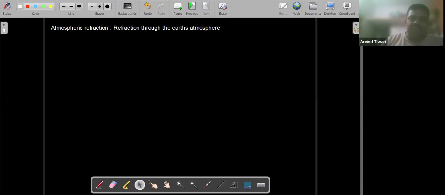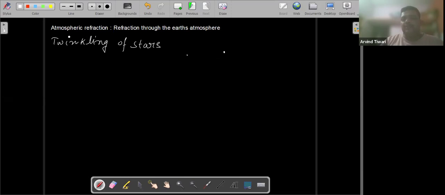See, how do stars twinkle? An important phenomenon we observe here is the twinkling of stars. Sometimes you observe a star, then it disappears. Then again it appears. So in the night sky, we observe a star and then it disappears. Something like that if you observe, we call it the twinkling of the stars.